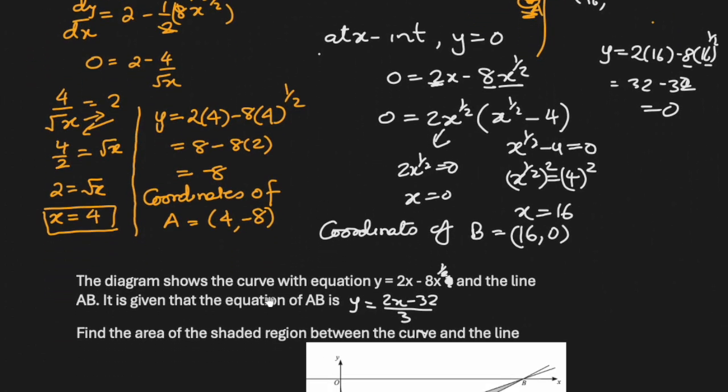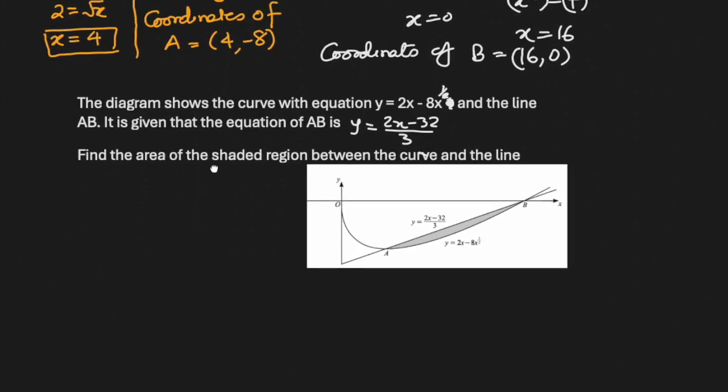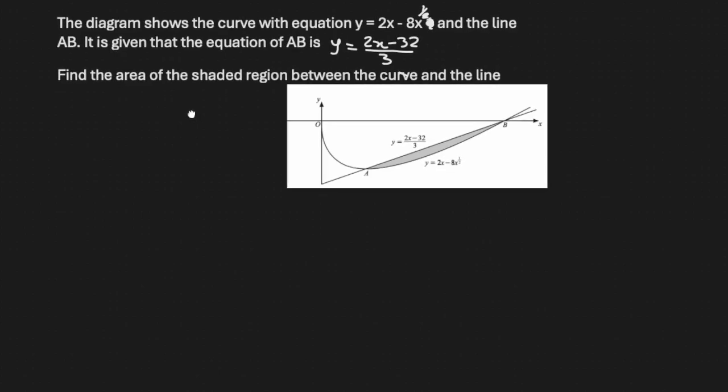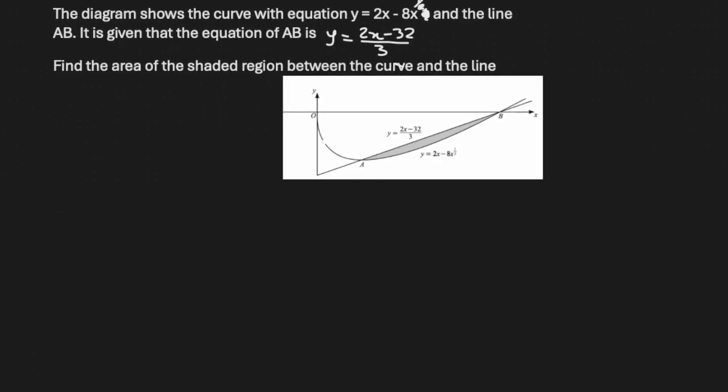Alrighty, let's go to the next part, which is part b. The diagram shows the curve with this equation. So they have made our job easy. They have already drawn it, and the line AB. So this is the minimum, and this is the x-intercept. So let me write here. It was (16, 0). This was (4, -8).